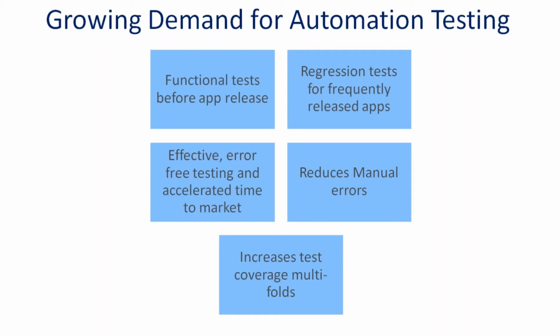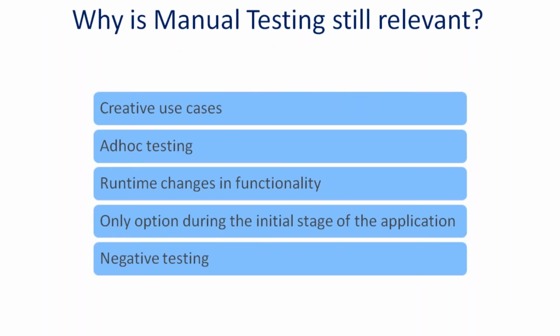Because of all these points, automation is given prime importance, and all the organizations are pretty much focused on automating most of the test cases. Now, this is so far so good. Because of these advantages, everybody is moving on to automation, and this is pretty much needed, right? But we move on to the next slide, which is saying why, when we have so much importance given to automation, is manual testing still relevant in today's era?